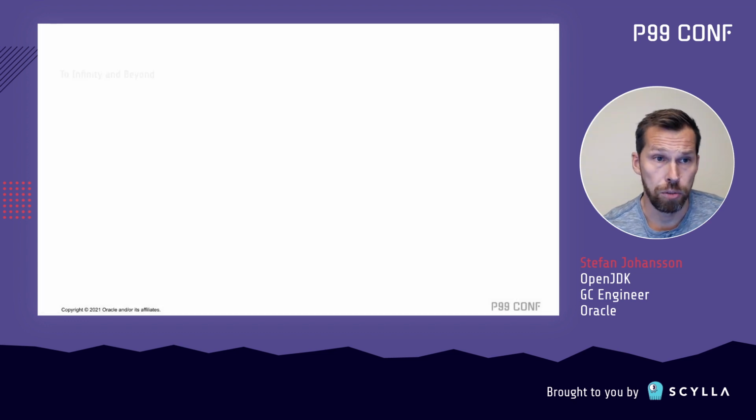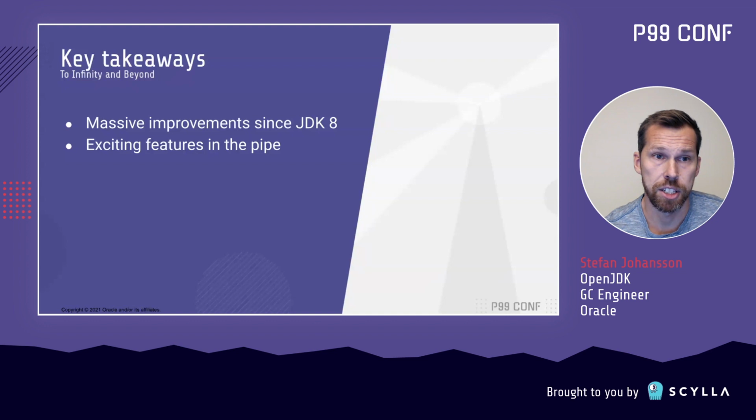So to finish this off, what's the key takeaway from this presentation? Well, the main thing here, there have been massive improvements to G1 and to the Java platform since JDK 8. So if you're running an older JDK, I really encourage you to try JDK 17. It's just released and it comes with a lot of good features and really good performance. If you're using a different collector than G1, I certainly think you should try G1 out. It's improved quite a bit over the last few years, so if you had a bad experience in the past, you should try it out again.